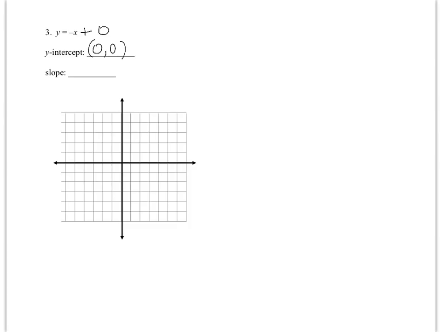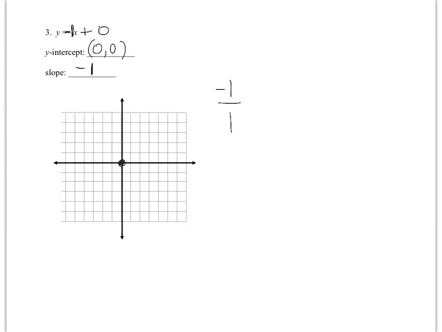And now the slope here is the coefficient of x. And the coefficient of x, remember, would be negative 1 in this case. So my slope is negative 1. So I'm going to start at 0, 0, so I'm putting my starting point at 0, 0, and I'm graphing the slope of negative 1. Remember, negative 1 is written negative 1 over 1. Whenever you're graphing slope, you have to have two numbers to graph, the rise over the run.